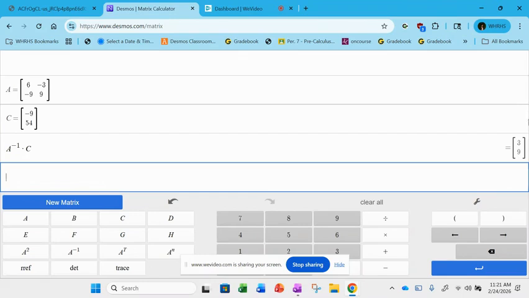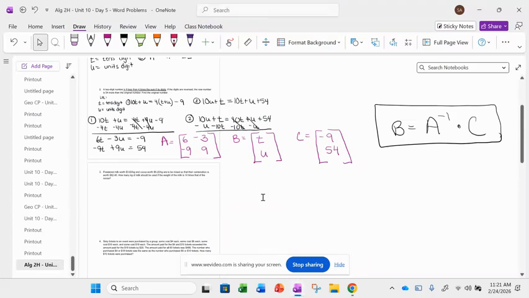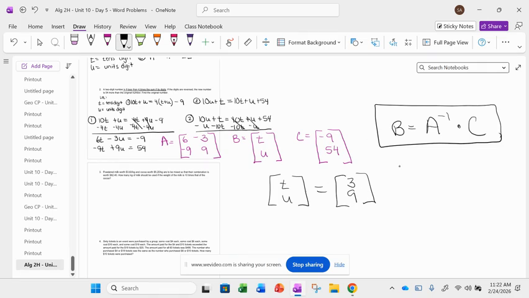And now we type in the inverse of A, times C, and we press enter. And then we get 3, 9. So find the original number. We don't want that. Go back here. Well, this means that TU is equal to 3, 9. So T is our tens digit, 9 is our units digit. So our original number is 39. We good with that? All right.